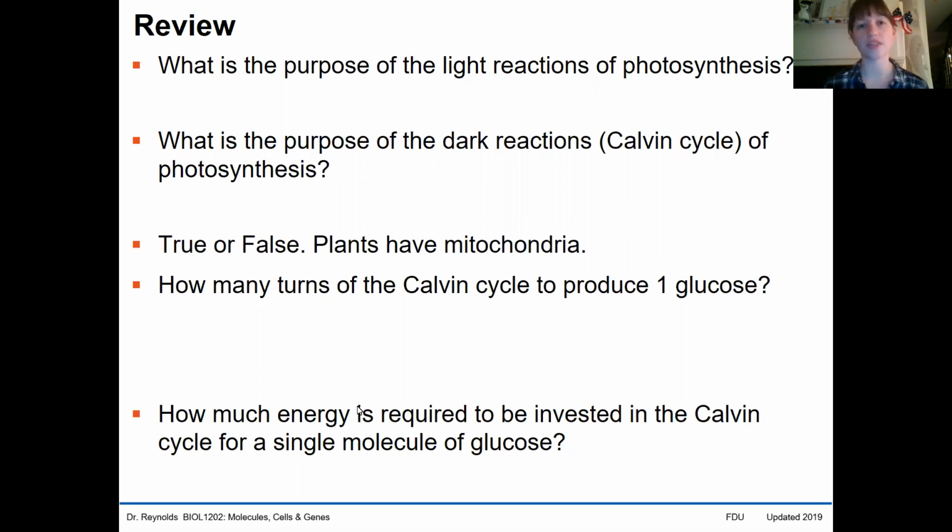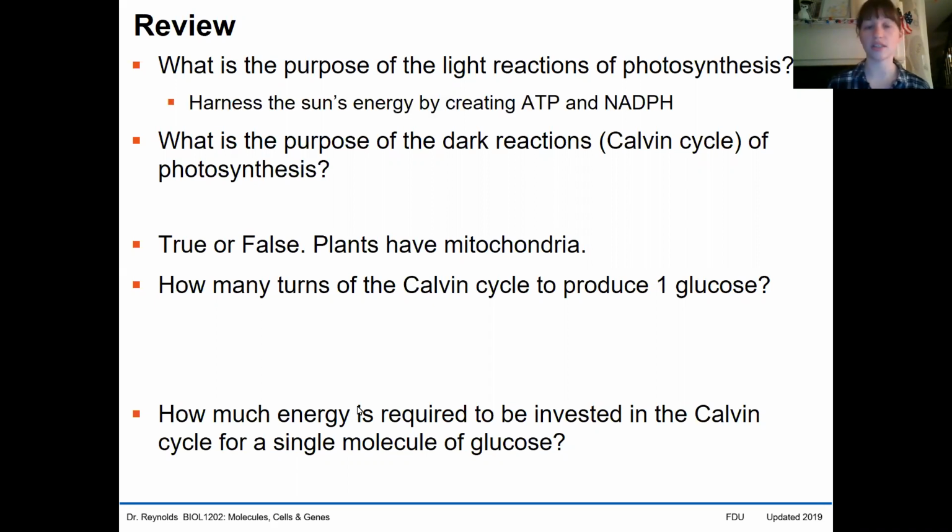So what is the purpose of the light reactions of photosynthesis? Well, if you're going to be using light, recall that that light provides the energy that's necessary for these organisms to be able to actually photosynthesize. The electrons for this process are going to be provided by water. So we're going to be using the sun's energy and water's electrons to create ATP and NADPH, as long as we're doing linear electron flow.